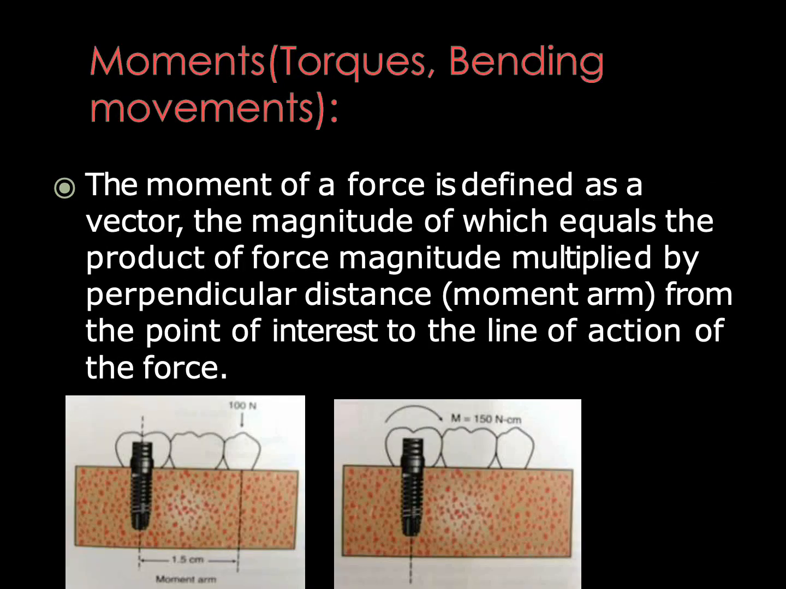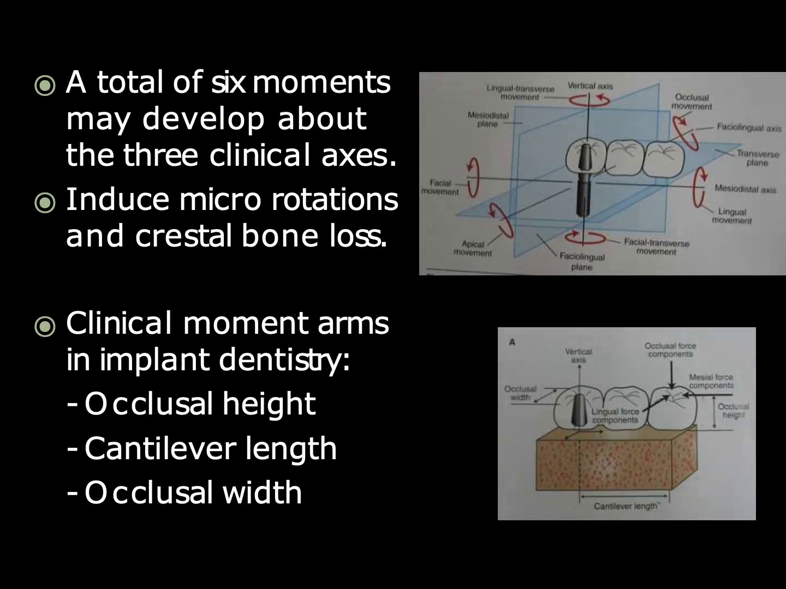The moment of force is defined as a vector, the magnitude of which equals the product of the force magnitude multiplied by the perpendicular distance from the point of interest to the line of action of the force. A total of 6 movements may develop about 3 clinical axes, which induce micro-rotations and crestal bone loss. The clinical moment arms in implant dentistry are with reference to occlusal height, cantilever length, and occlusal width.